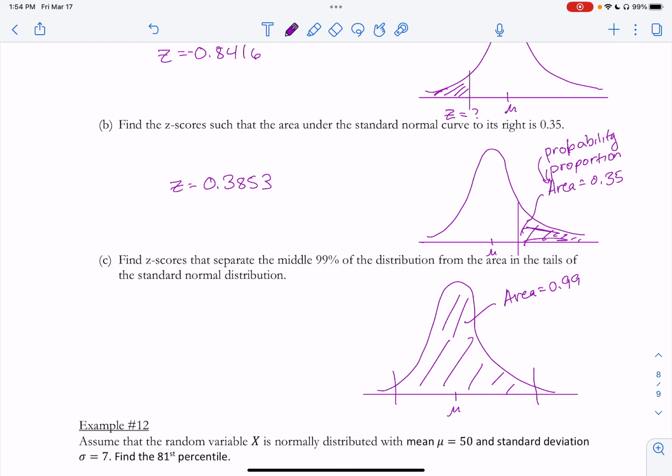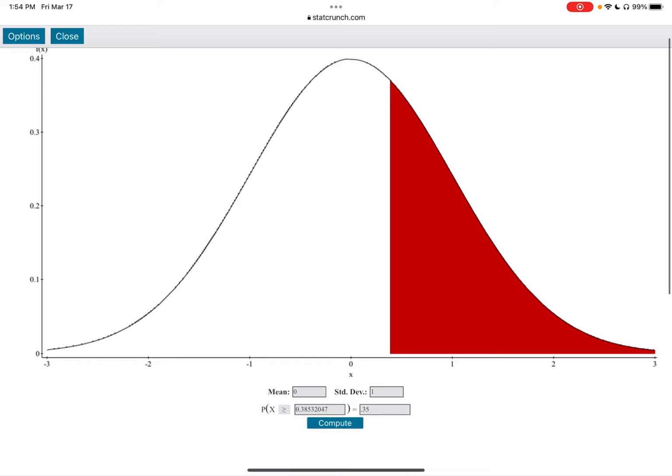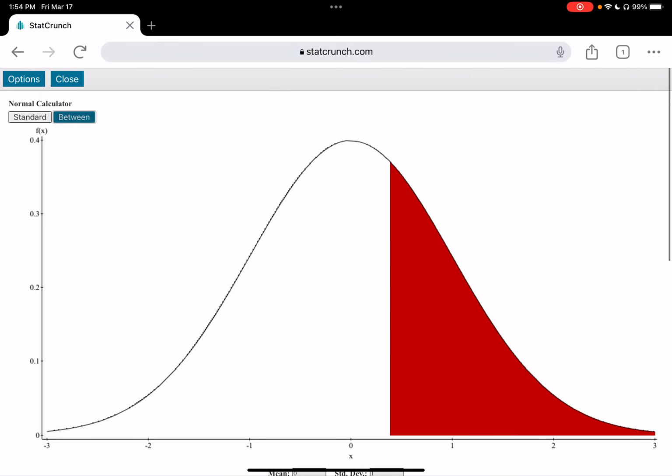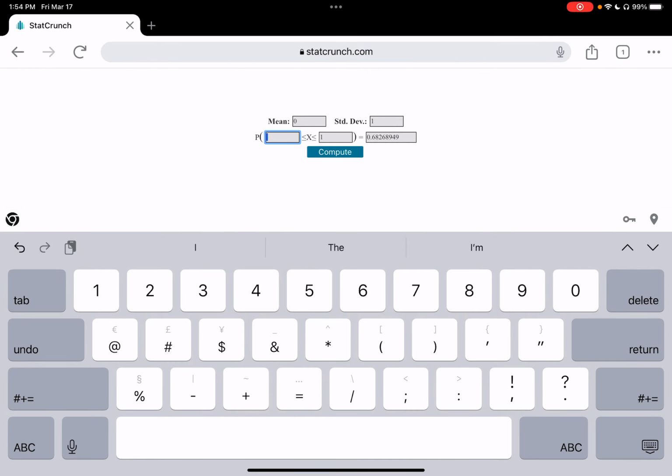I'm going to have two z-scores, because I'm going to have some negative z-score over here and some positive z-score over here. We flip back over to StatCrunch, and we're going to go to Between. We're going to delete out the negative 1 and the 1, and we're actually going to put in 0.99.